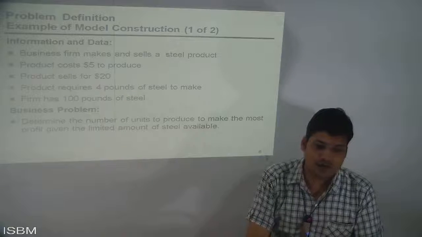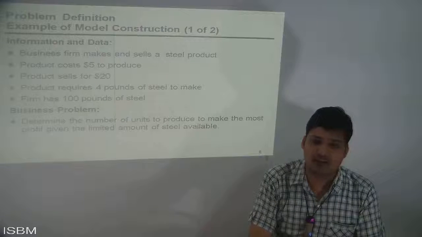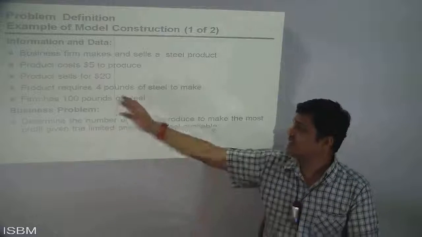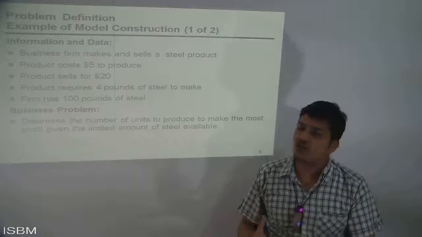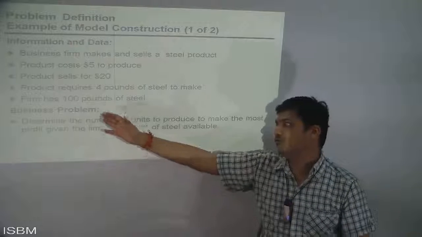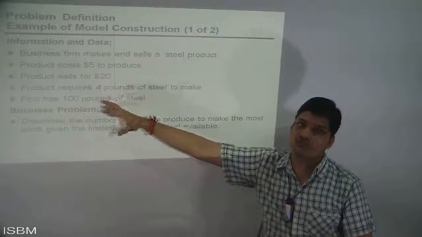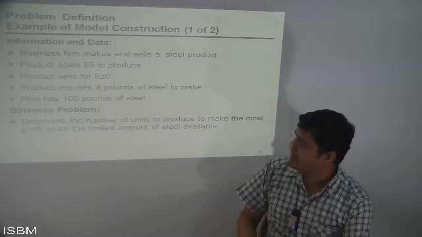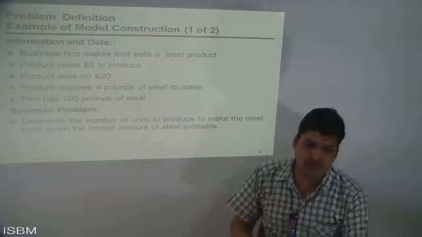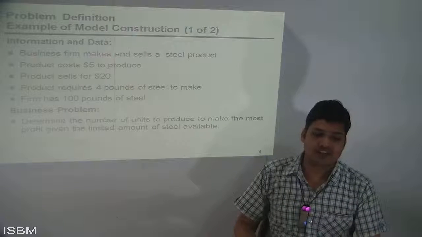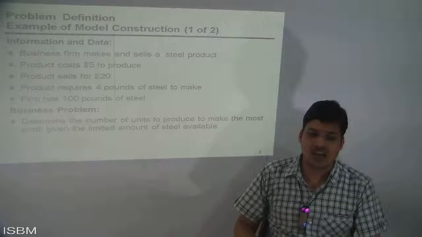The product requires 4 pounds of steel to make. Here you can use 4 kg instead, so 4 kg of steel is required to make one unit. In place of pounds we can say the firm has 1000 kg of steel. So what is the business problem? Determine the number of units to produce to make the most profit, given the limited amount of steel available.